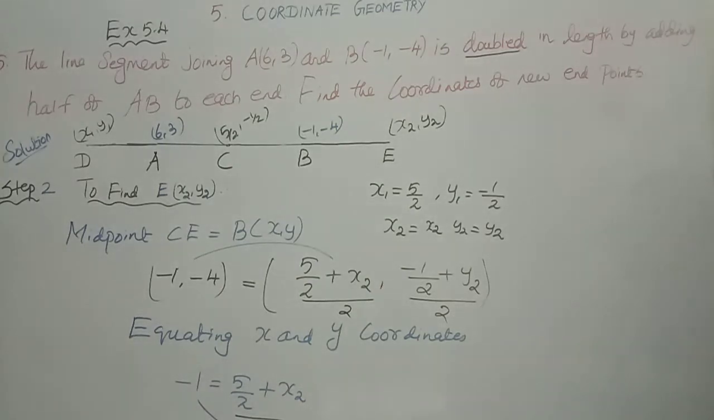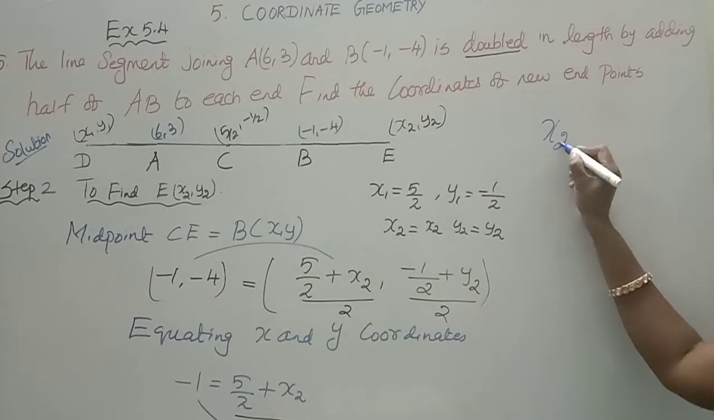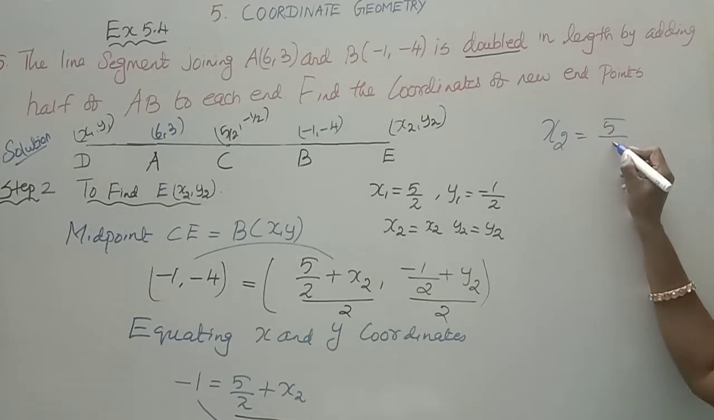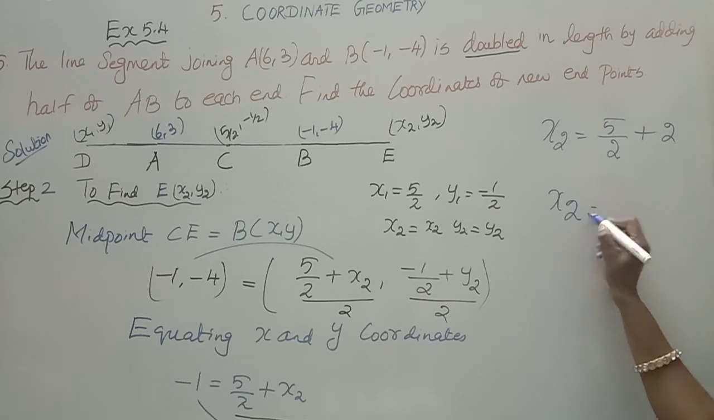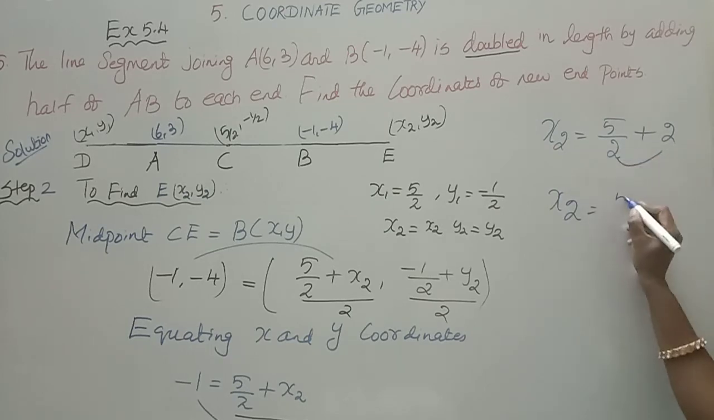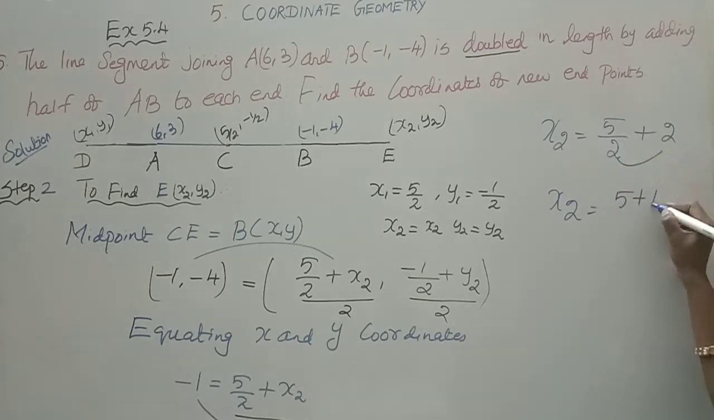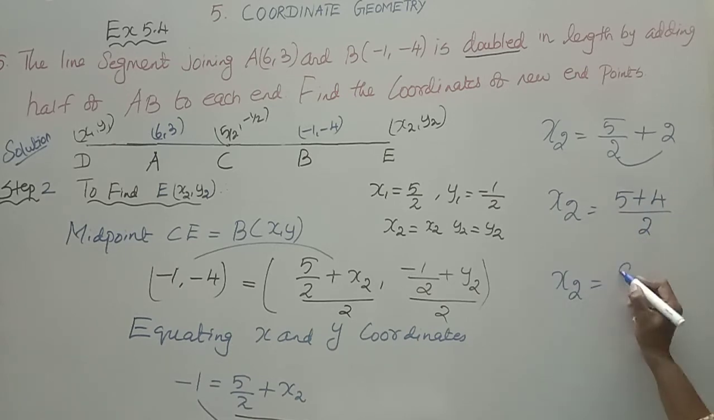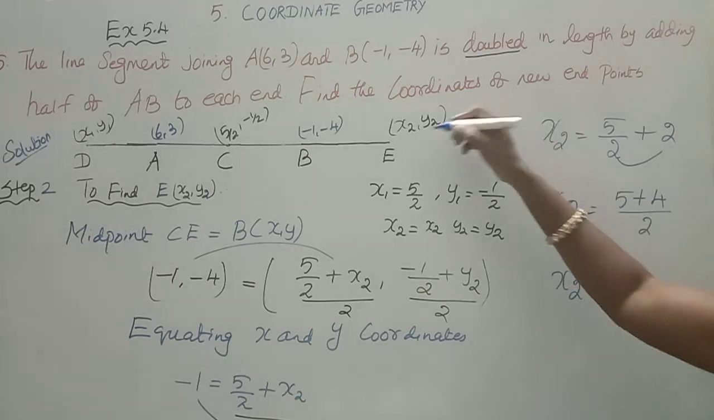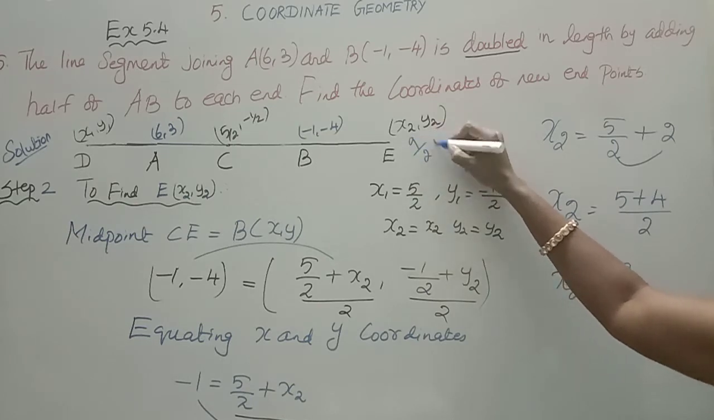Understand? Okay, now x2 equal to 5 by 2 plus 2. This minus 2 will become plus 2. Now x2 is equal to 5 plus 2 2s, what are they? 4, so 9 by 2. Now x2 I am getting 9 by 2. Here what is another end point? This is 9 by 2, comma.